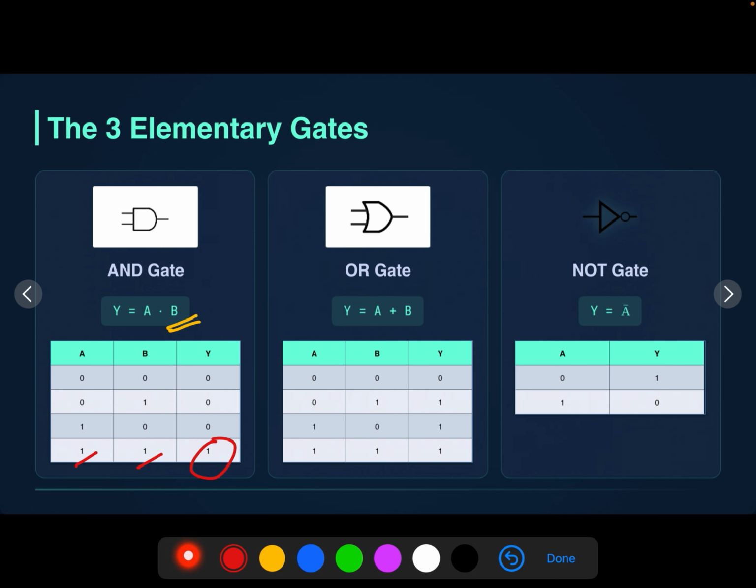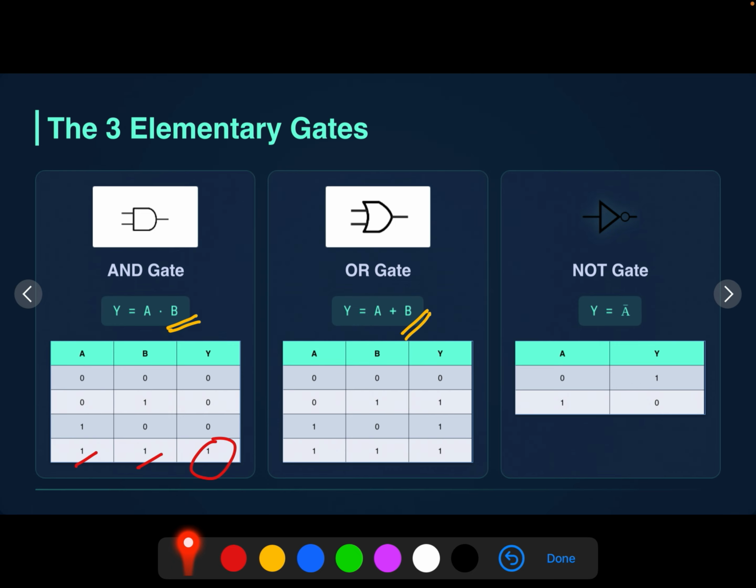The second type of gate is the OR gate. The algebraic function for an OR gate is A plus B, right? And here notice how if both the input signals are 0, then the output signal becomes 0. In every other condition, the output signal is 1, the exact opposite of what you watched in the AND gate.